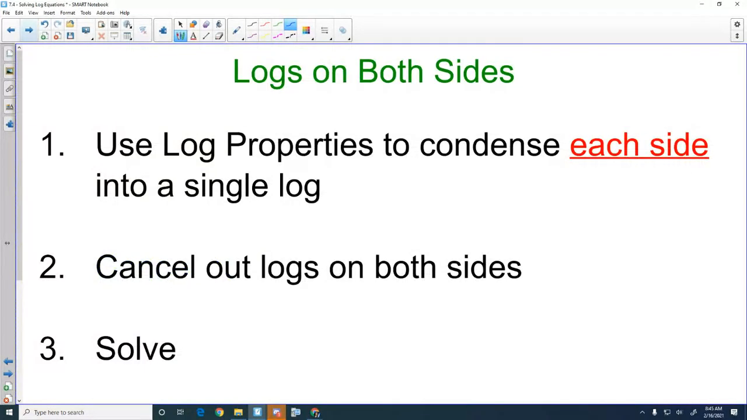All right, so this is when you have a log on both sides. Spoiler alert, this is going to be easier. And that first way wasn't that difficult, right? It's going to be fine. So the other type of equation we can have is when there's a log on both sides of the equal sign.